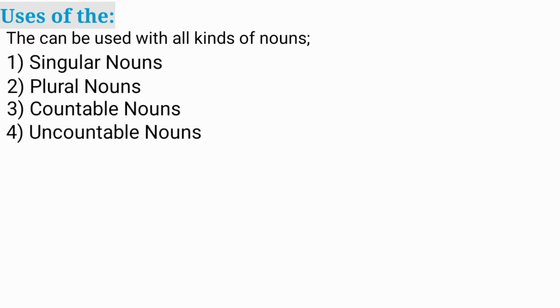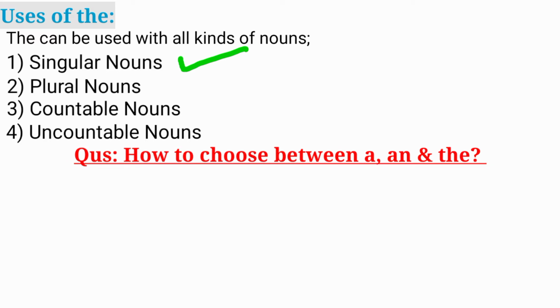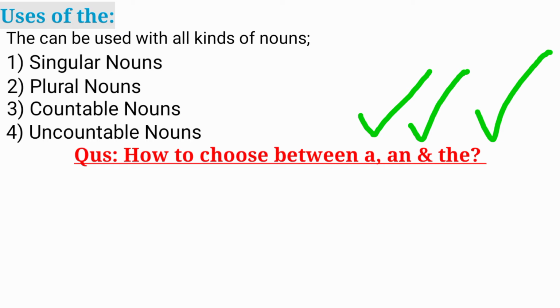Now we also talked about the uses of A and An, that we use them with singular nouns, and here we also say that The can be used with singular nouns. So how will you differentiate, how to choose between A, An and The, where to put A, where to put The, where to put An with singular nouns? Think about it and just share your own opinions, yes?